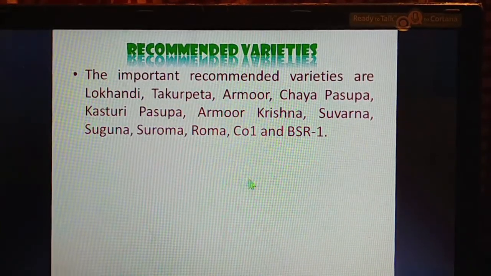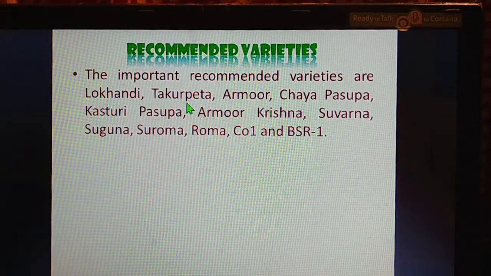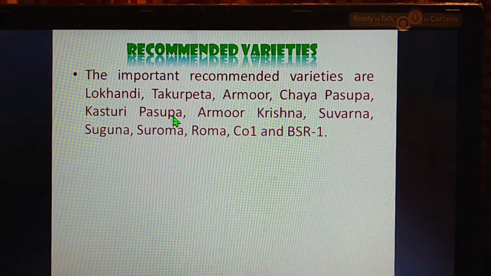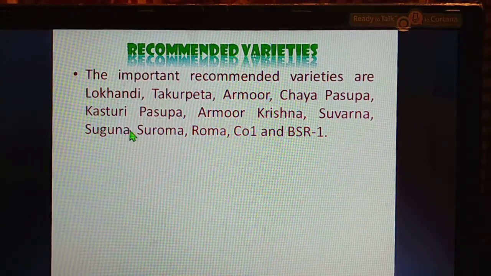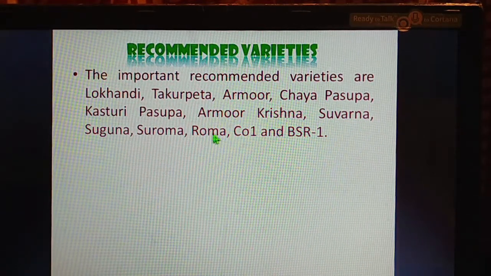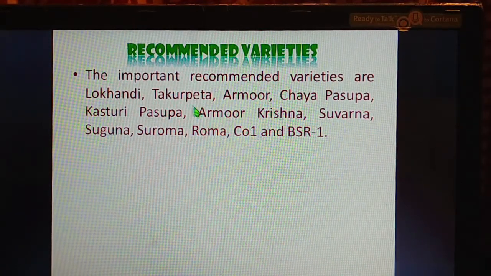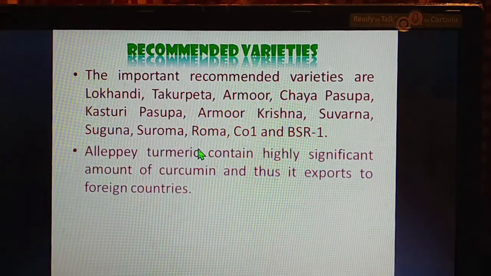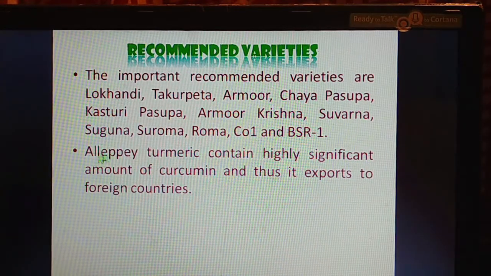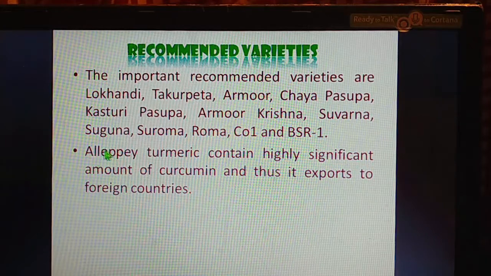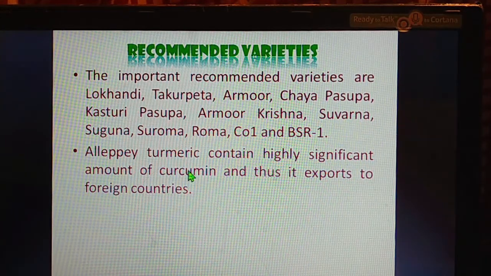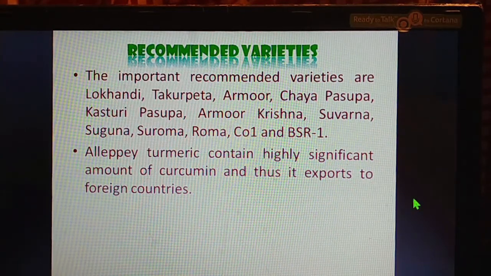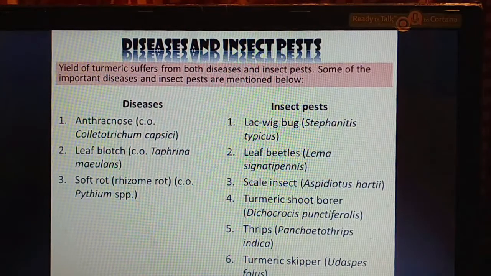Now these are the recommended varieties, okay. The Lukhandi, Takurpeta, Armour, Chaya Pasupa, Kasturi Pasupa, then Armour Krishna, Suvarna, Suguna, Suroma, Roma, Cowan, and BSR1. These are the recommended varieties, different varieties of turmeric plant, and this is the turmeric variety which has a very significant amount of curcumin. Okay, and because of its high content of curcumin, it is exported to foreign countries.